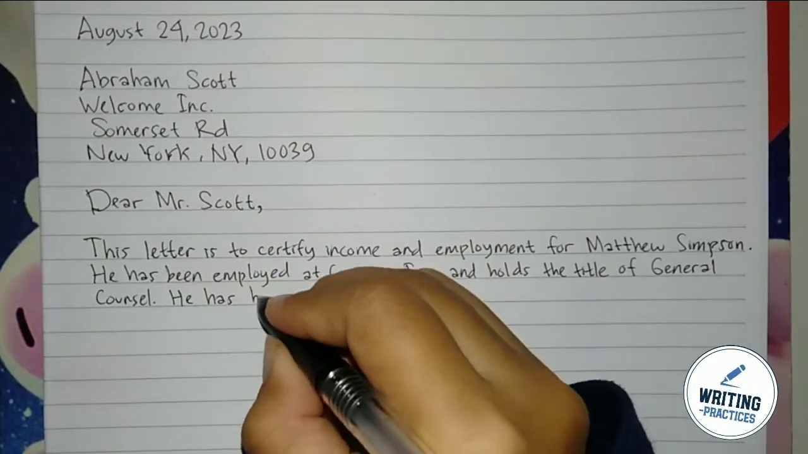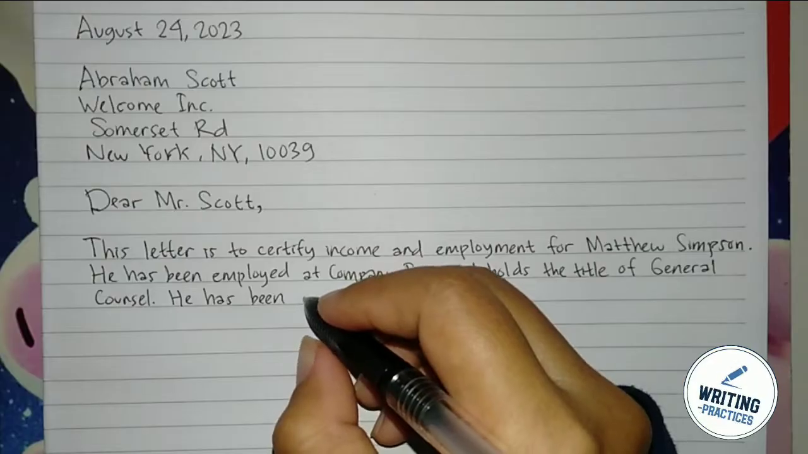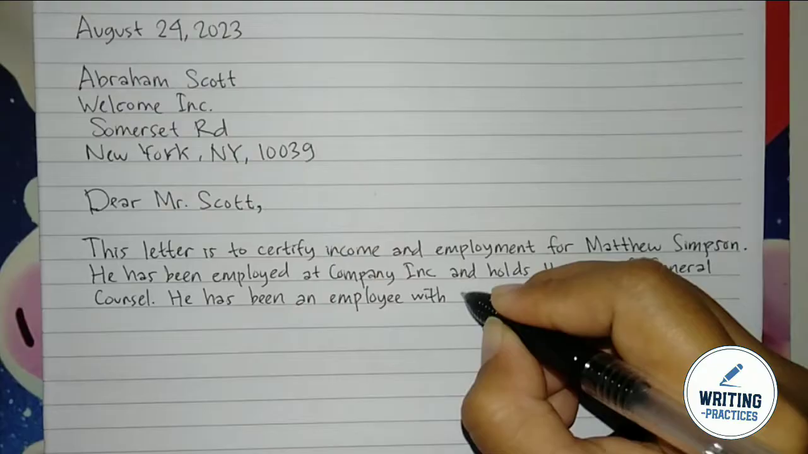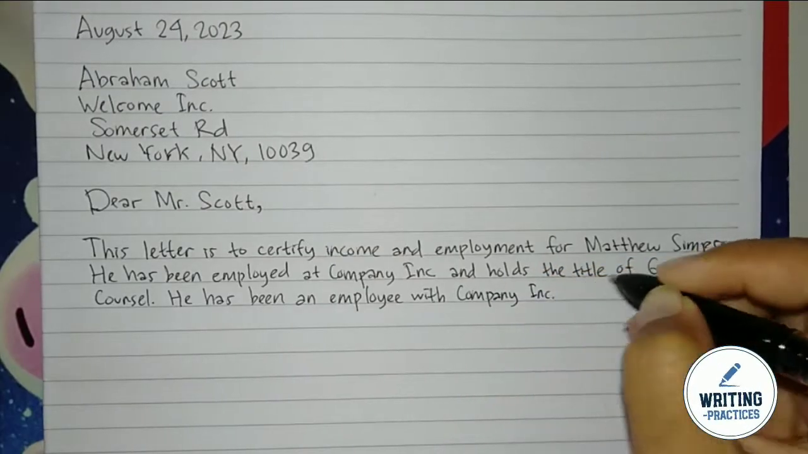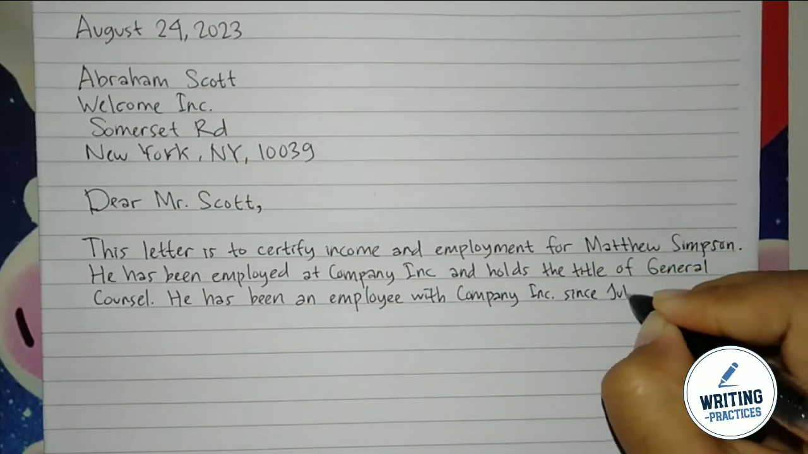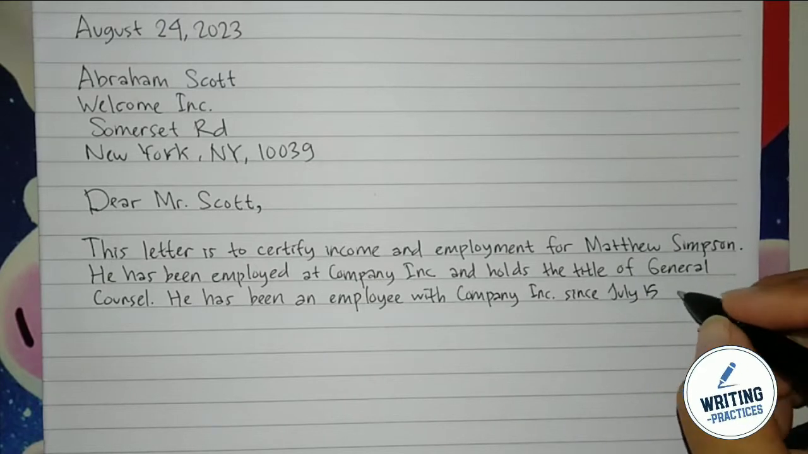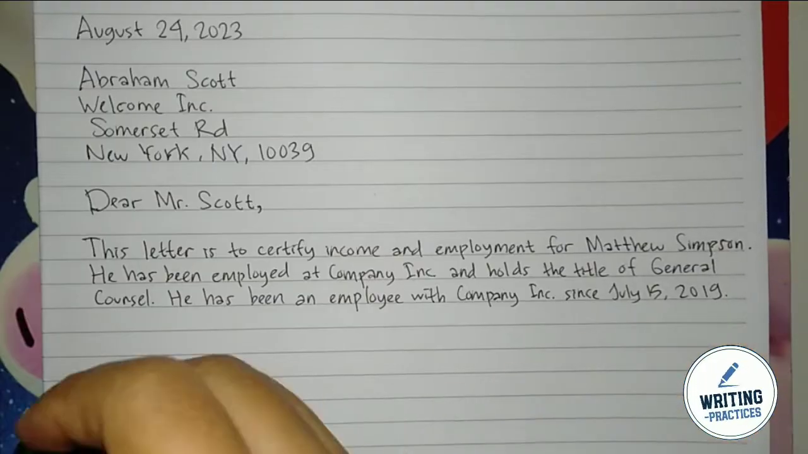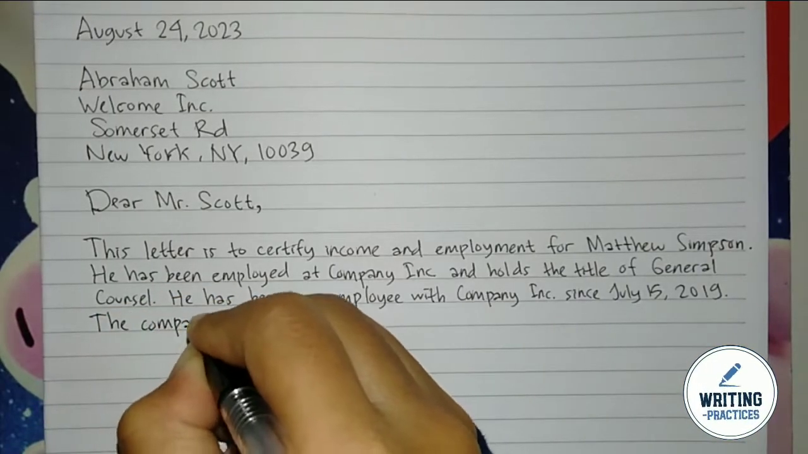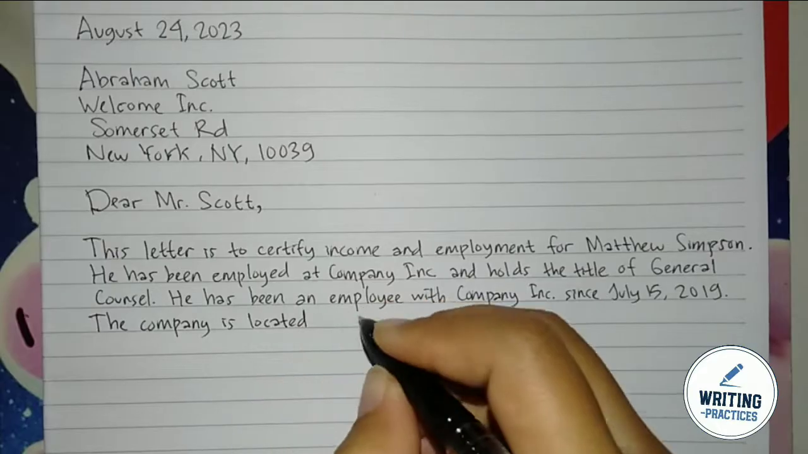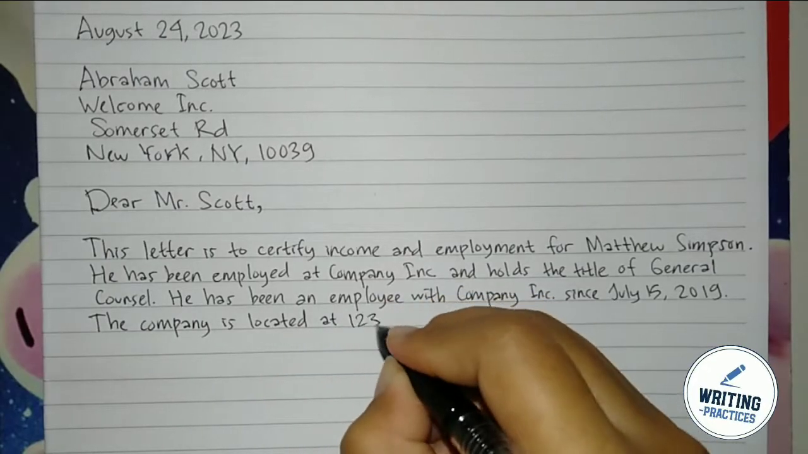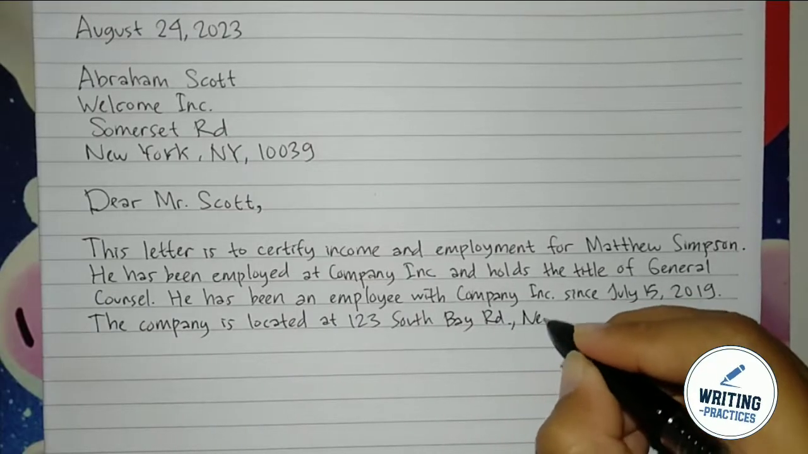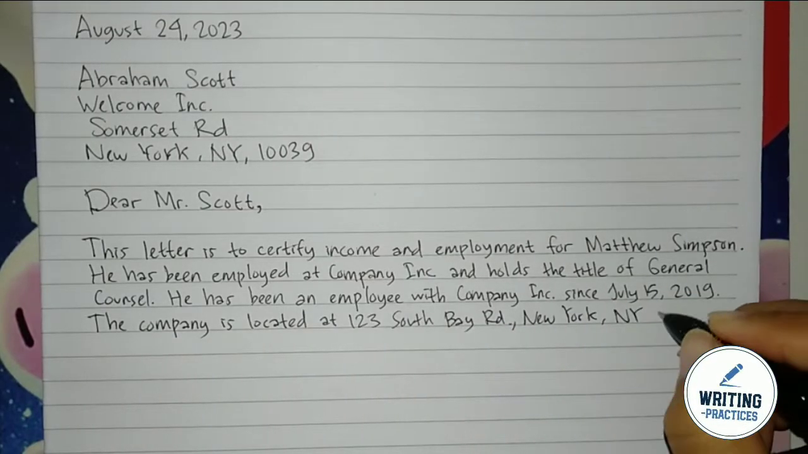In this case, the letter is to certify the employment and income of Matthew Simpsons. He works at Company Inc. as a general counsel. After that, you need to mention since when the person works at the company. Mention the month, date, and year. For the next, write the location of the company or organization. You should write the number, street name, city, state, and zip code as well.